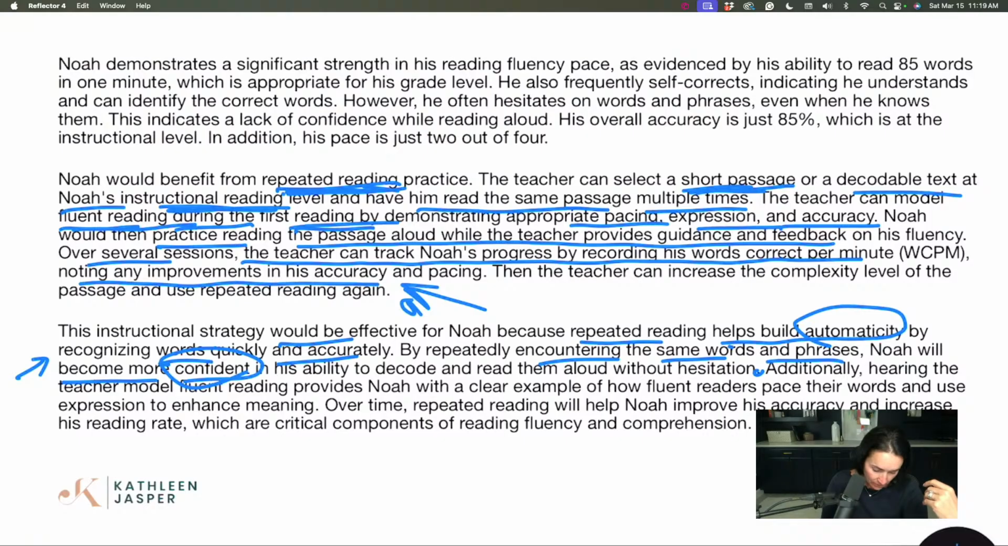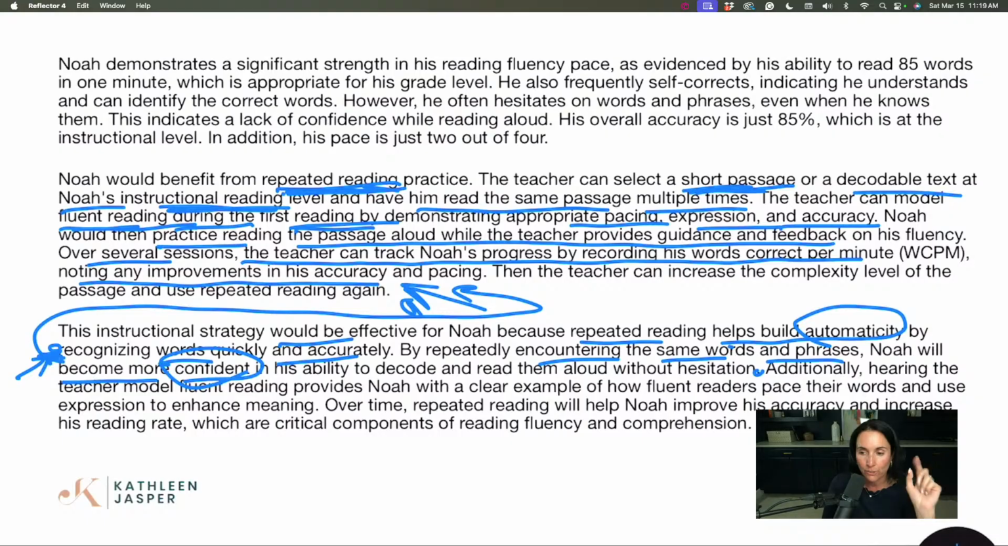You could attach these last two, or these first two sentences and just put them right here, and you could do a 2-paragraph response. I like 4 because it's like boom, boom, boom, boom, check, check, check, check, check. So that works. Again, I went with the strategy I like the most, repeated reading.